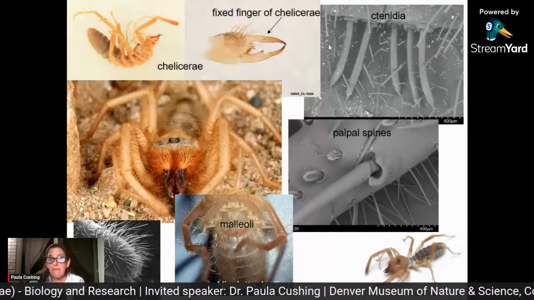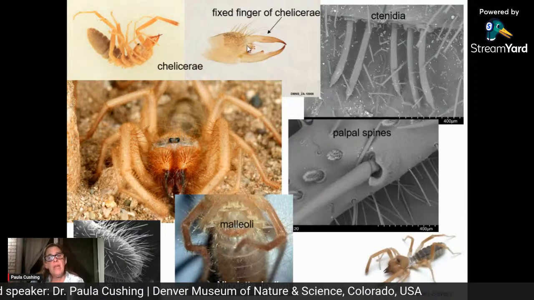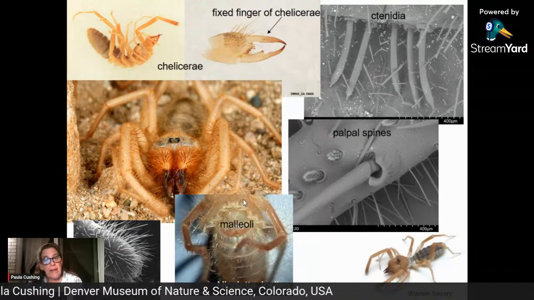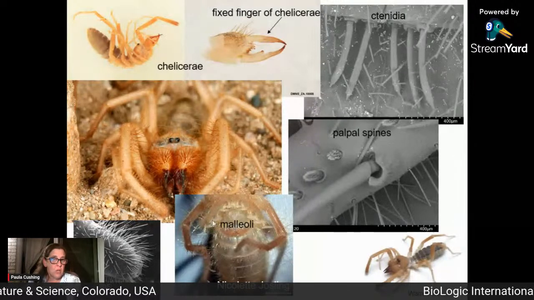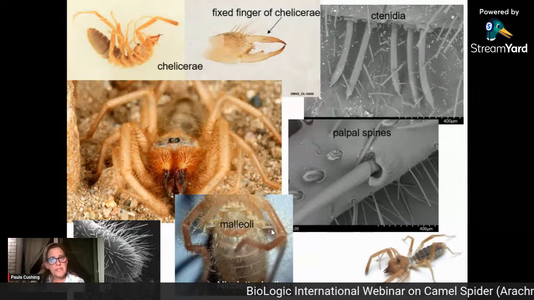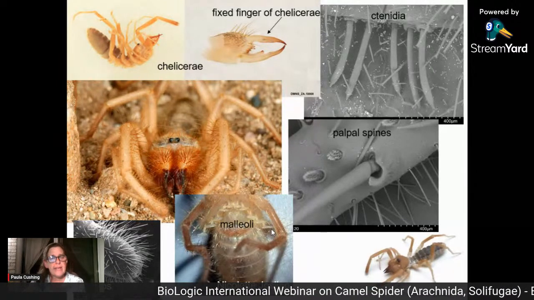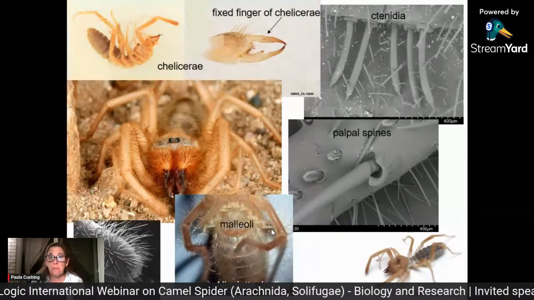So there are a lot of characters associated with the chelicerae that are important. They have these structures called malleoli on the underside. Males and females have malleoli. They look like little leaves on the underside of their fourth pair of legs, and they drag those malleoli along the ground as they're moving.